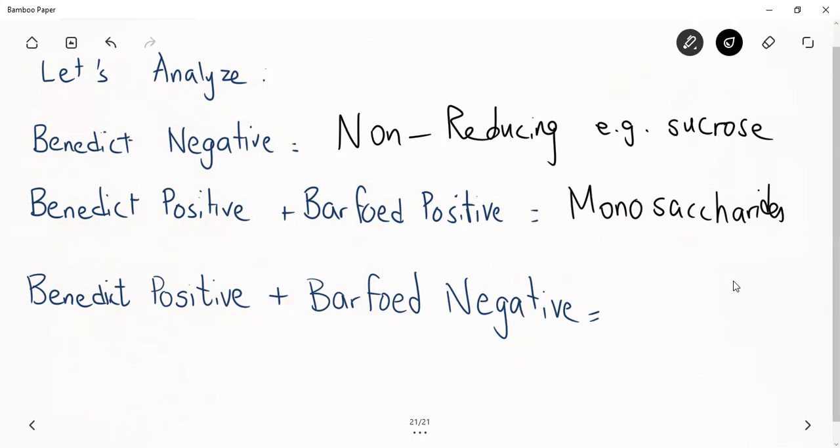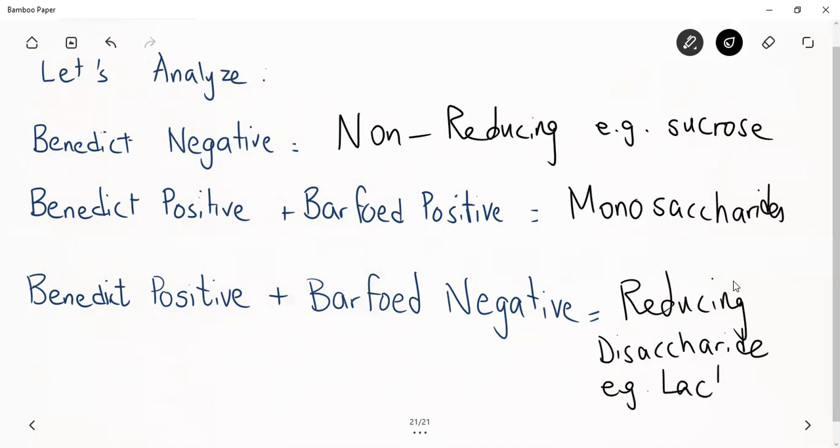Another, I have beaker Z. I did Benedict, it was positive. Whenever Benedict is positive, what will I do? Another test, Barfoed. When I did Barfoed, it was negative. So Benedict positive means reducing. Barfoed negative means not strong. So what is reducing but not strong? It's a reducing disaccharide. Example, lactose.